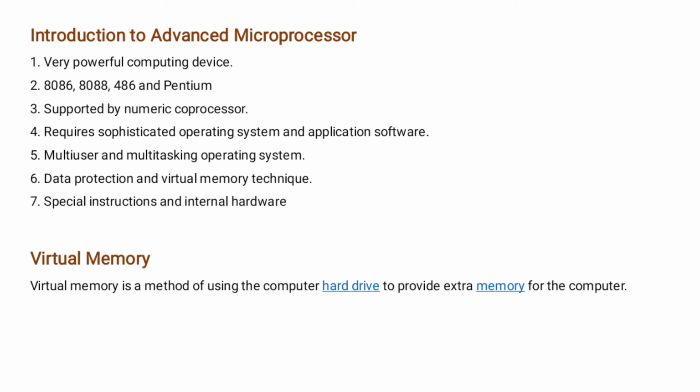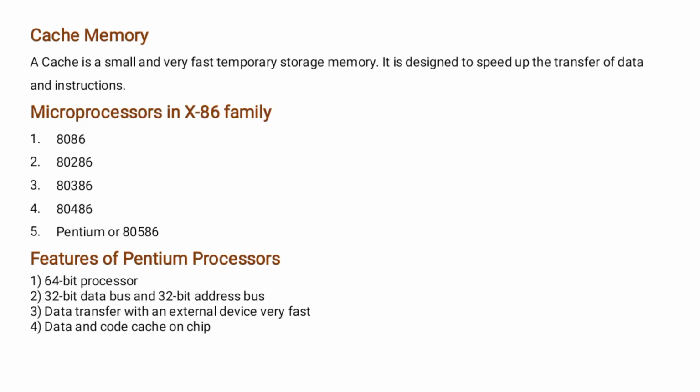Now, what is virtual memory? Virtual memory is a method of using the computer hard drive to provide extra memory for the computer. Segments of memory are stored on the hard drive, known as pages. When a segment of memory is requested that is not in memory, it is moved from virtual memory to an actual memory address. Next is cache memory.